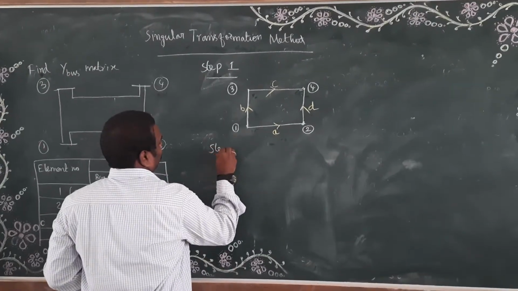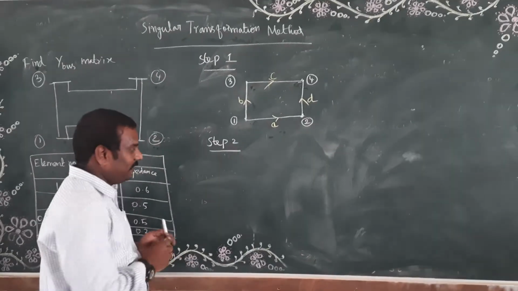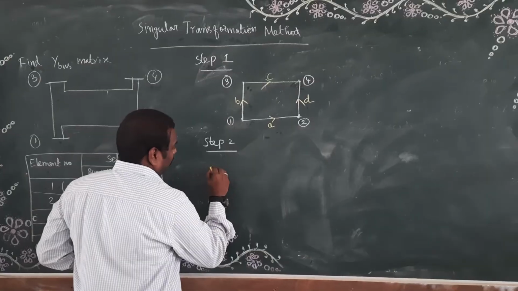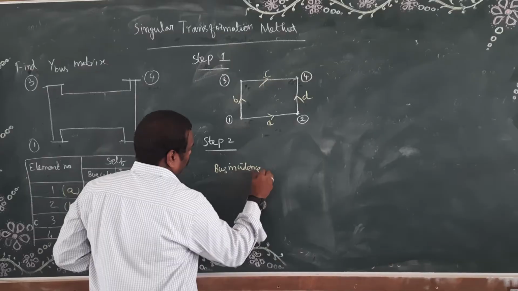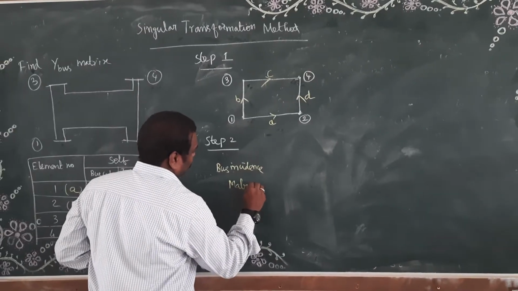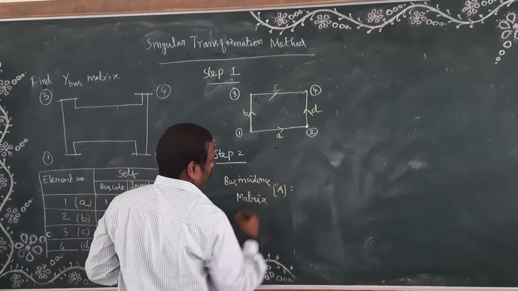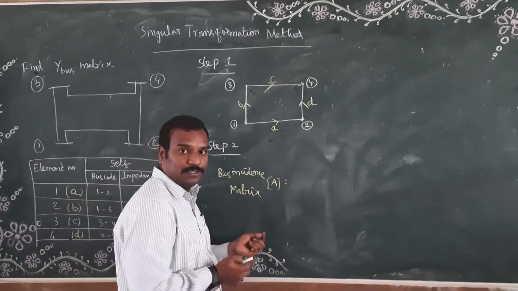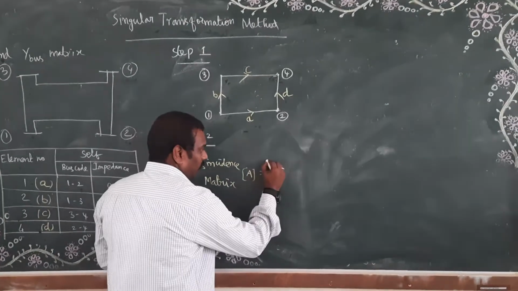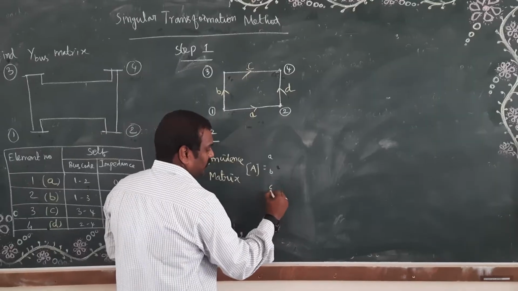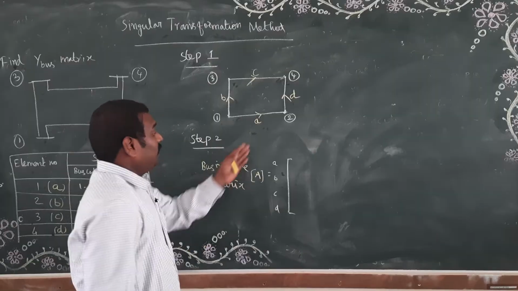Next we are going to do step number 2. In step number 2 what are we supposed to do? We have to find the bus incidence matrix, which can be called the A matrix. For this, you have to write the edges in the rows. So I am writing A, B, C, D.